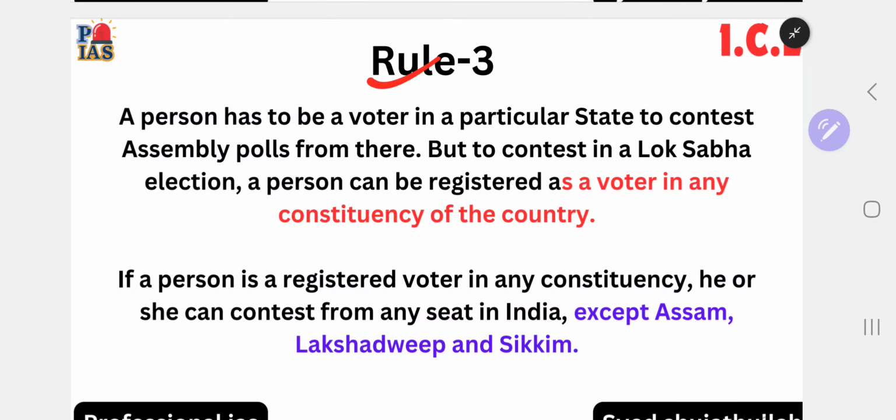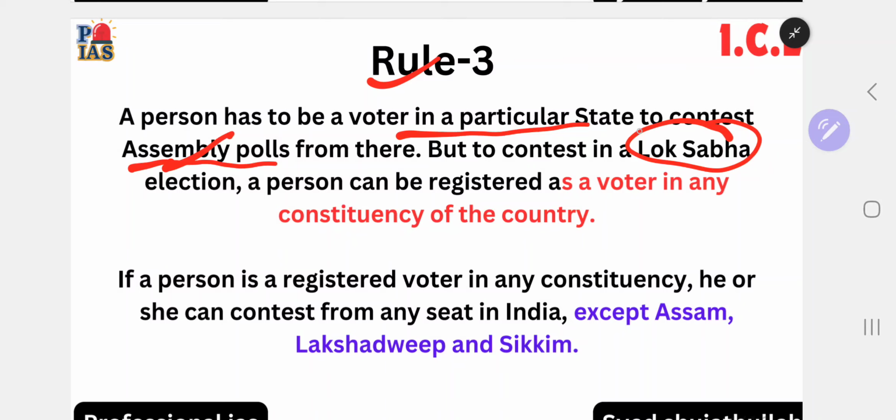Let us now see rule number 3. A person has to be a voter in a particular state to contest assembly elections. It is all about assembly elections now. If you are from Telangana, then you have to be a voter here. If you are from Maharashtra, then you have to be a valid voter of Maharashtra state. Then only you can be a part of assembly elections. A Bihar person staying in Telangana will not get the voter ID of Telangana. So for state specific elections, you have to be a voter in the state itself.